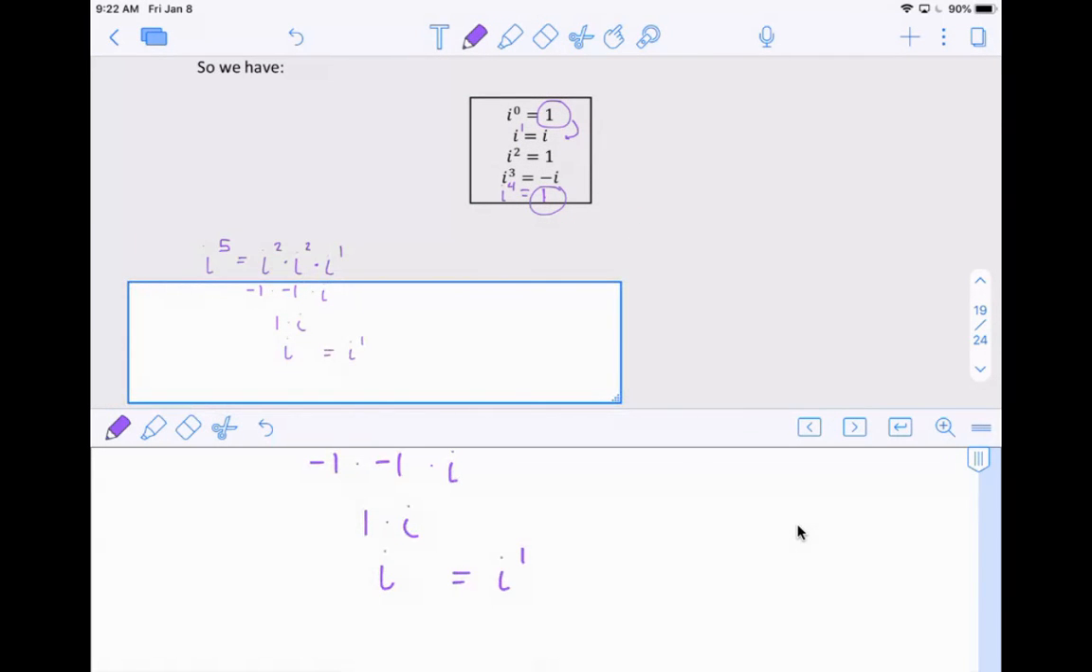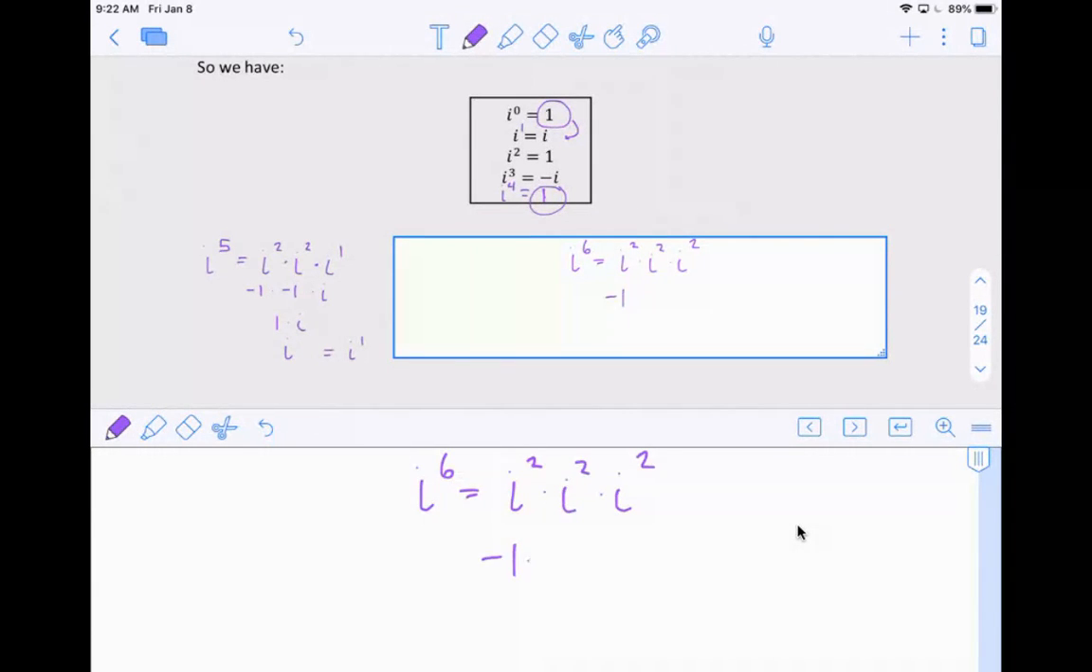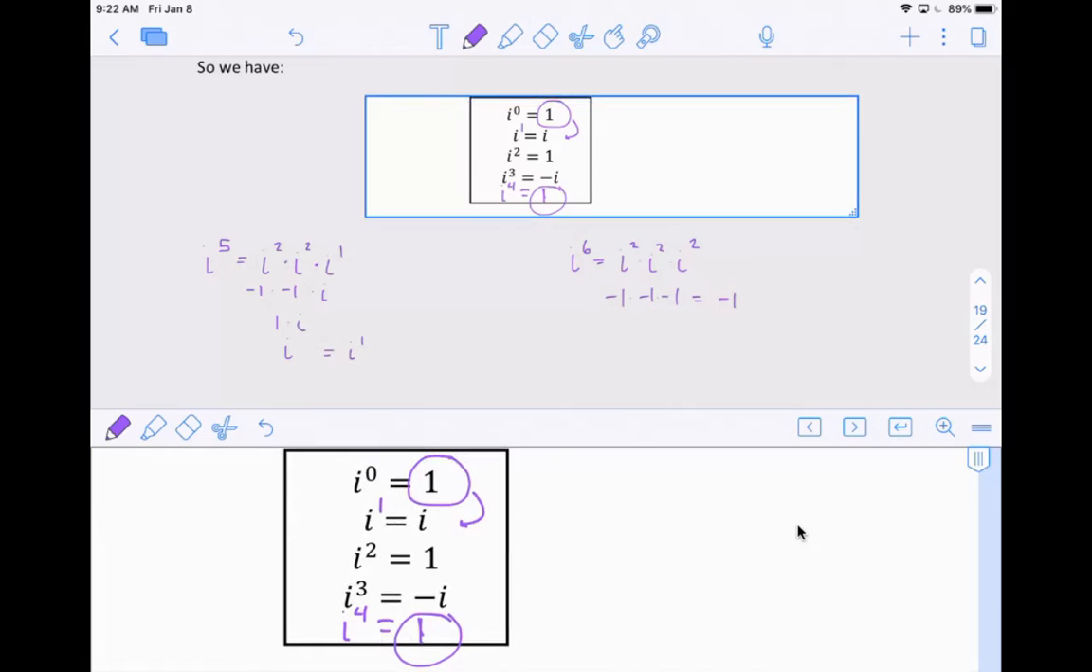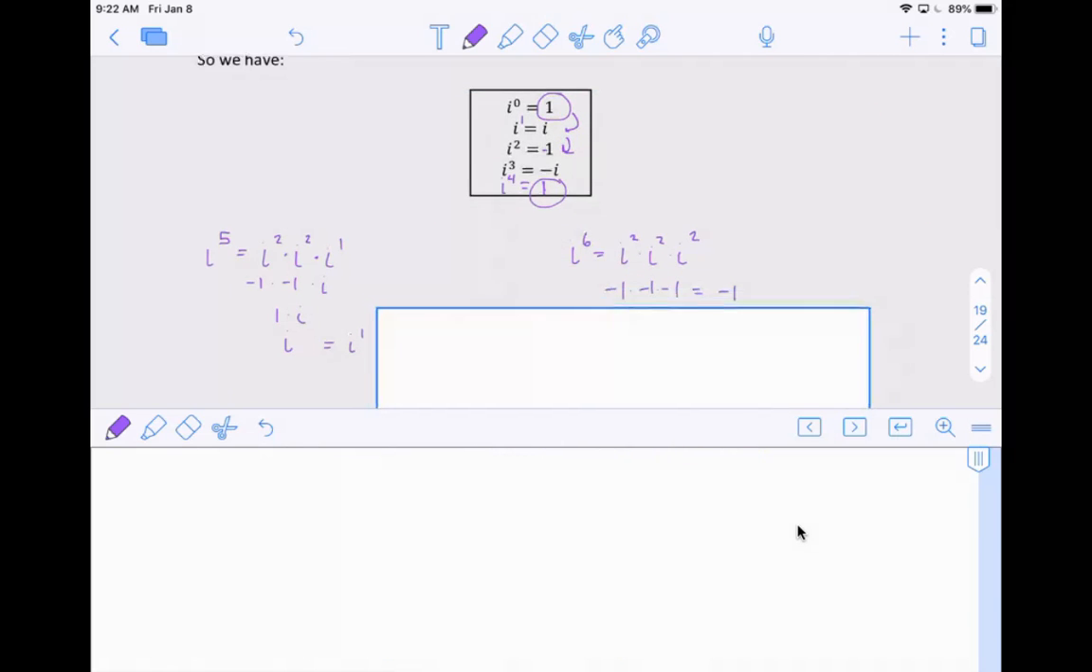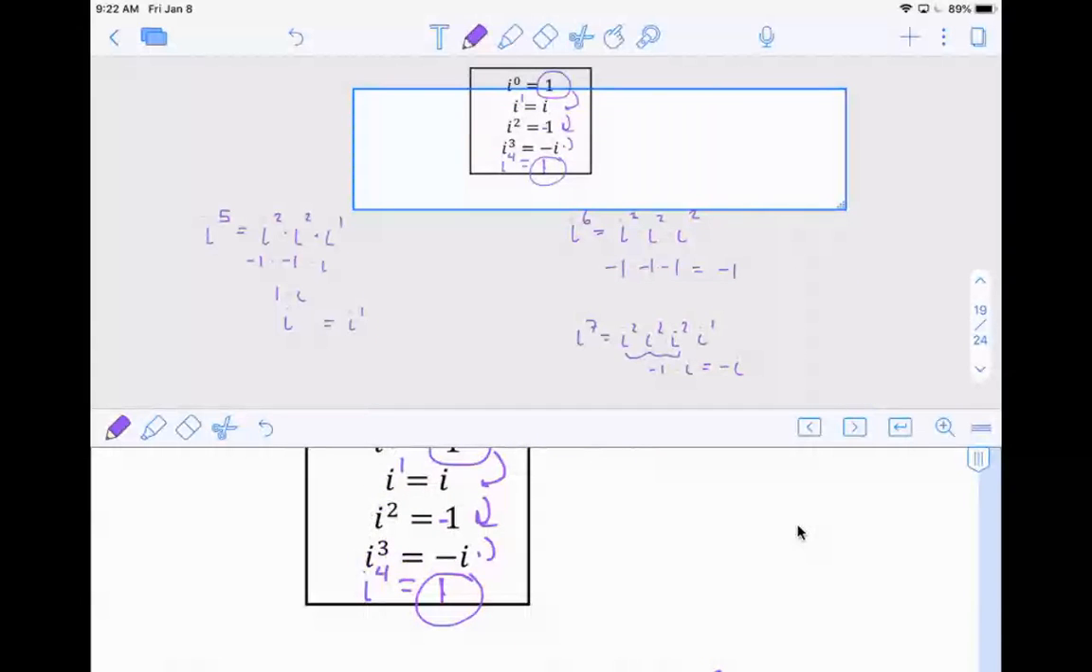Let's see what happens when we go i to the sixth. I can make that into i squared times i squared times i squared, right? 2, 2, and 2 makes 6, and each one of these is -1. And we end up with -1, which is the next one in the pattern. Let's see what happens when you go i to the seventh. We have i squared, i squared, i squared, and another i. We just saw that this is going to be -1, and we get -i, which is the next one in the pattern.